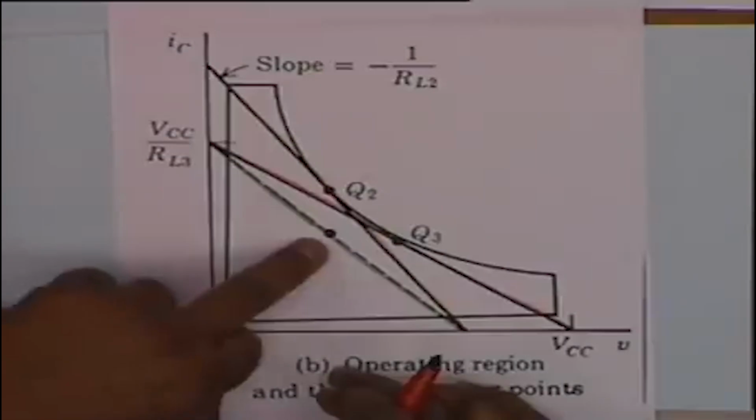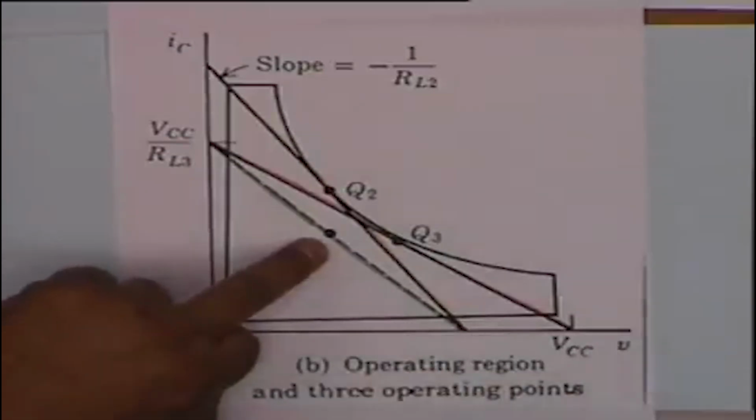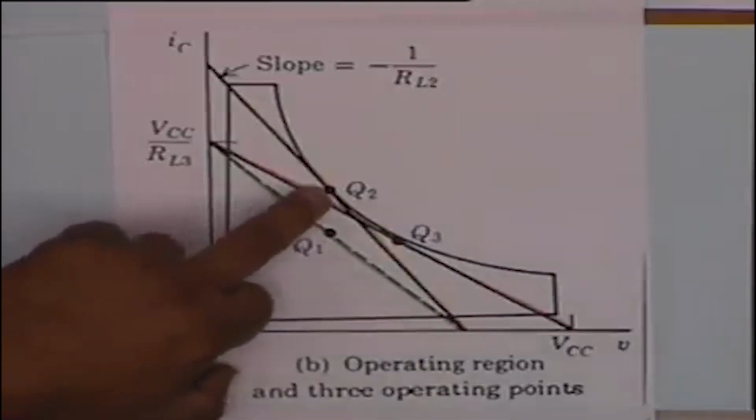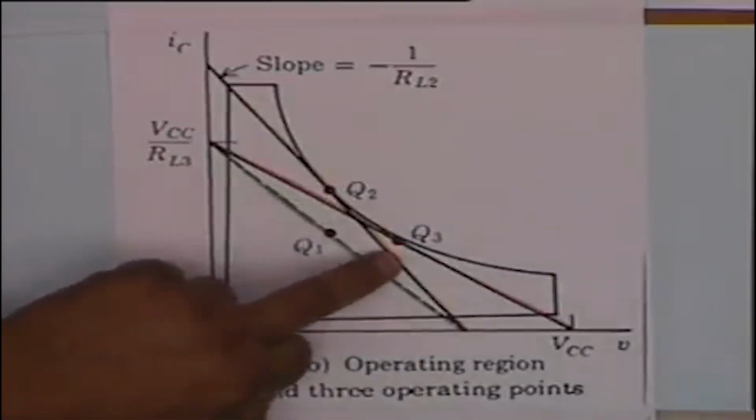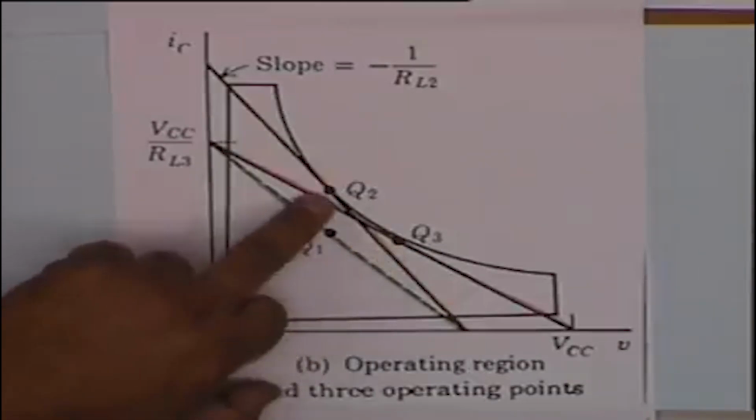So Q1 is not a good Q point as far as a power amplifier is concerned. For a power amplifier, the Q point should preferably be on the power dissipation hyperbola. That means either Q2 or Q3 should be a proper choice. Let's look at Q2.